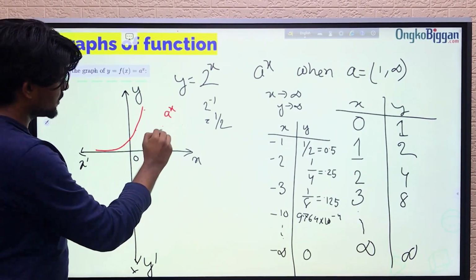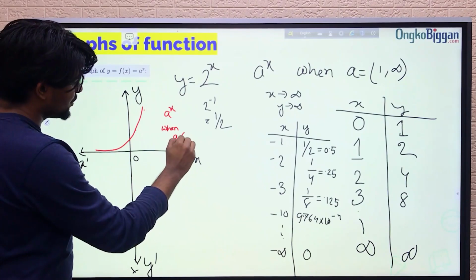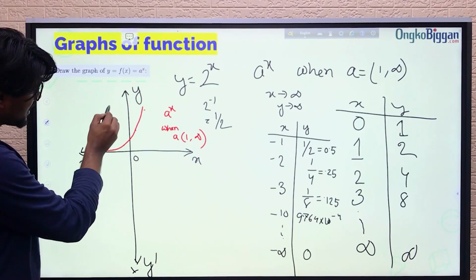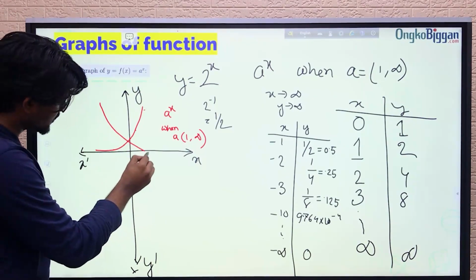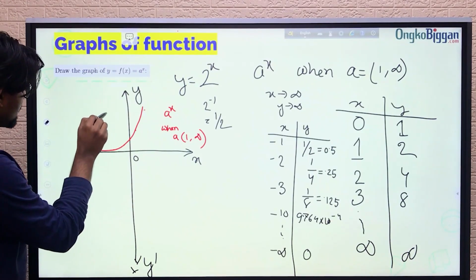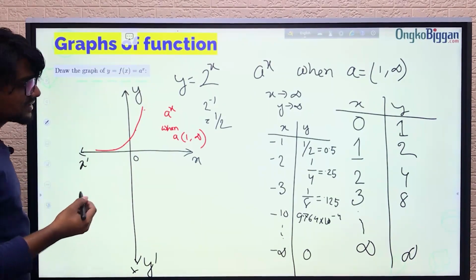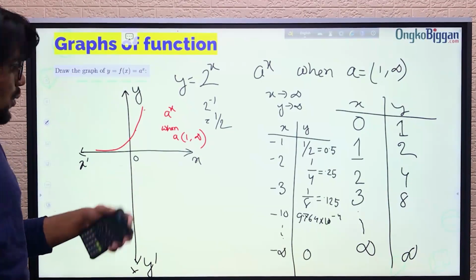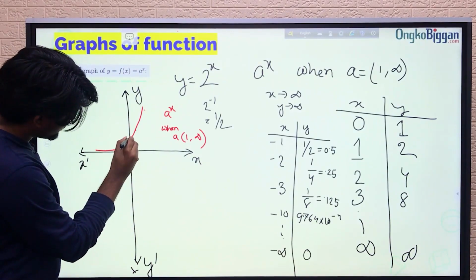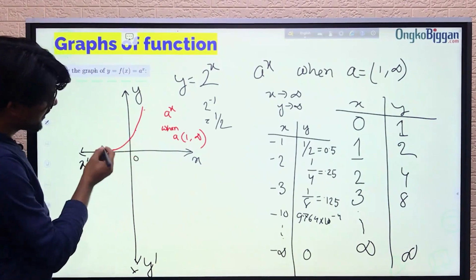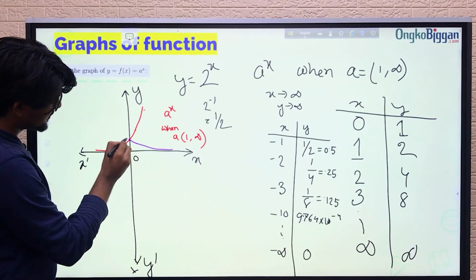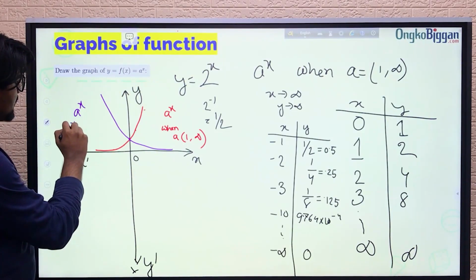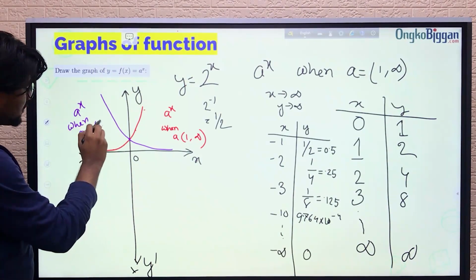This is a to the power of x when a is between 1 and infinity. If you remember, the previous graph was like this. That was the graph of a to the power of x when a was between 0 and 1, moving toward this point on the y-axis. Let me draw this part and then this part. So this was a to the power of x where a was between 0 and 1.